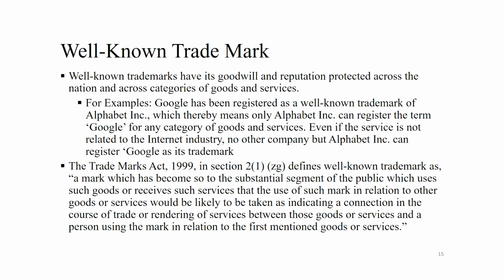Let us understand what we mean by well-known trademark. Well-known trademarks have their goodwill and reputation protected across the nation and across categories of goods and services. There is no condition here. It is protected across the categories of goods and services. For example, Google has been registered as a well-known trademark of Alphabet Incorporated, which thereby means only Alphabet Incorporated can register the term Google for any category of goods and services. This is what we mean by well-known trademark.